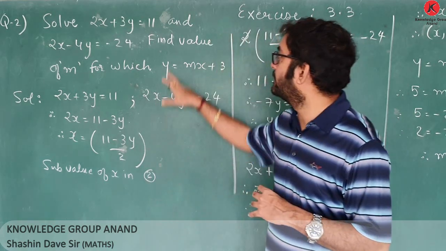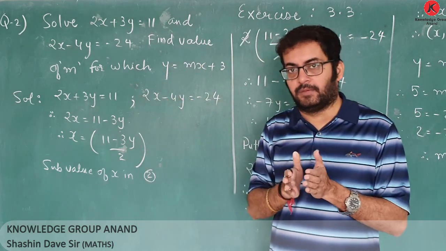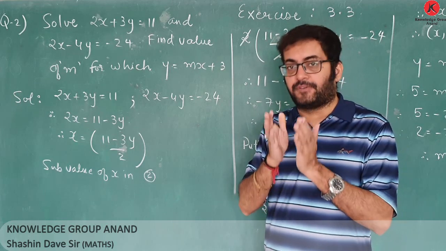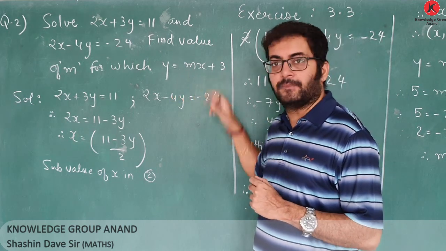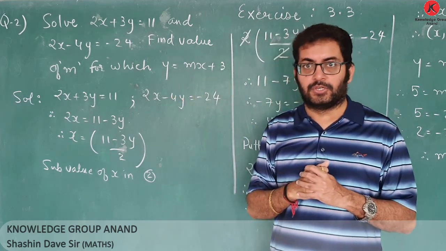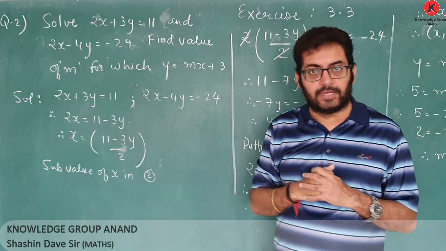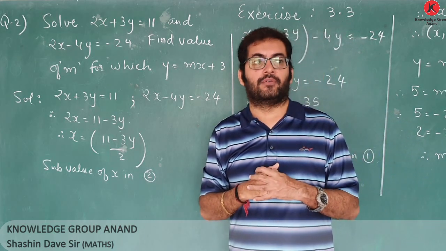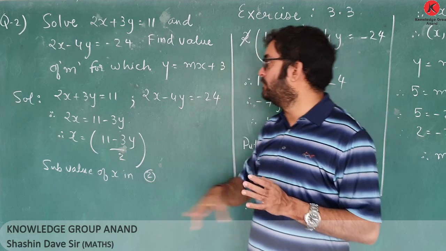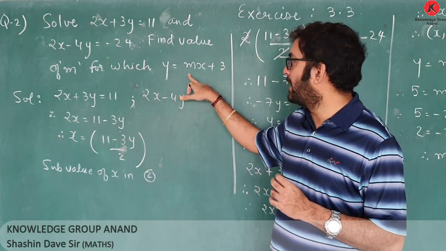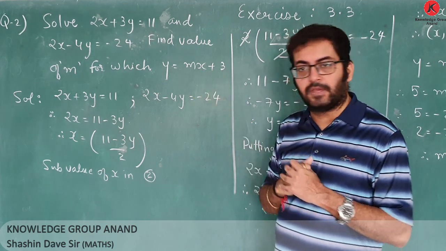Now in the second part, find the value of m. I need to find the value of another variable which is m, which satisfies the following condition. What is the condition? y is equal to mx plus 3. So in the first part of the question, I will use these two equations, that is the pair of linear equations in 2 variables, and first of all I will find the values of x and y. After getting the values of x and y, I will use this equation, y is equal to mx plus 3, and from this equation I also need to find the value of m.